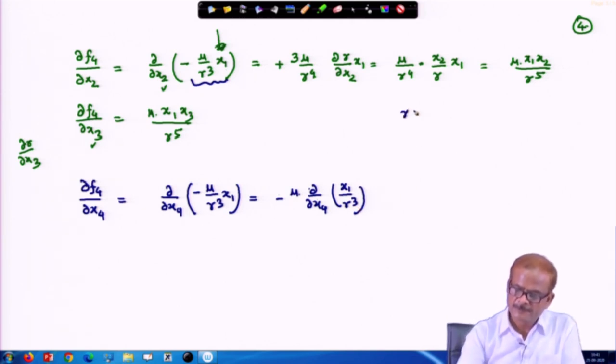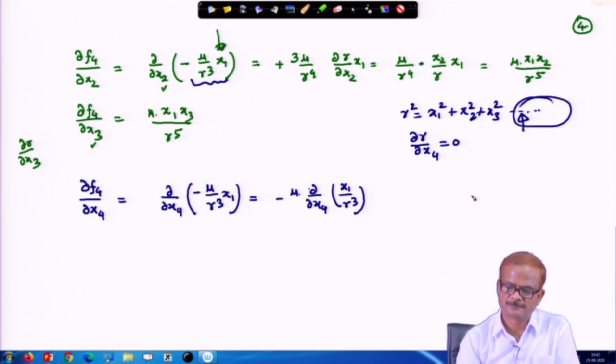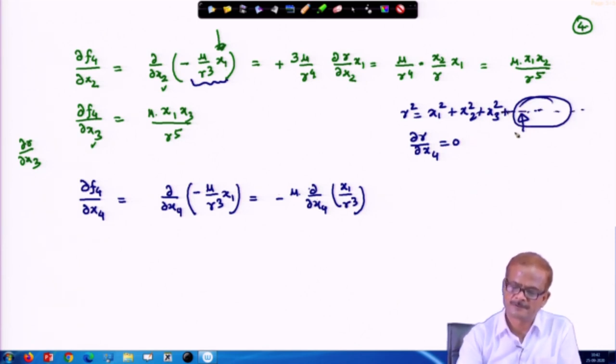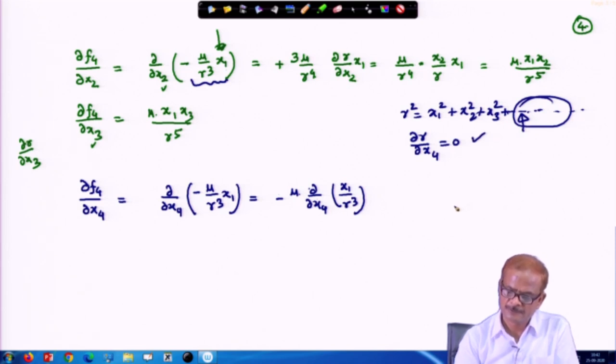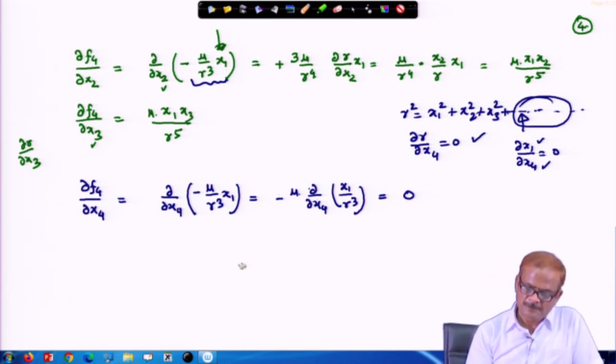So, already we have looked into that r square, this is function of x1 square, x2 and x3, and therefore, ∂r/∂x4, this quantity will be 0, because nowhere here x4 comes, there is nowhere x4 present in this term. Thereafter, there is nothing. So, this quantity gets reduced to 0, and x1 also, ∂x1/∂x4, this quantity is 0, because x1 is not a function of x4. So, this way you will see that this quantity is equal to 0. So, all other terms in that matrix, that turns out to be 0.